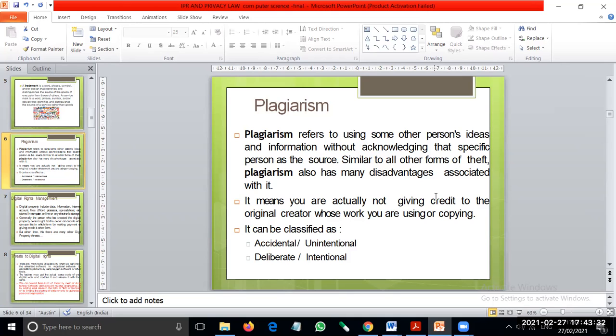So patent is also an important thing. Trade secret also plays an important role.